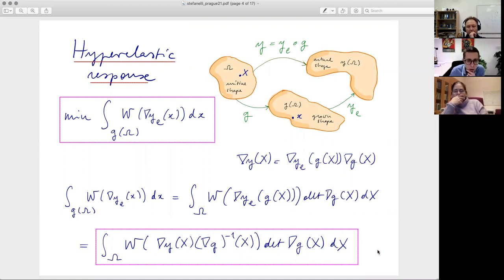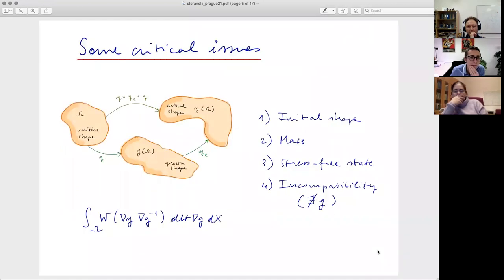Okay, so let me go one step further. So let me list some critical issues with this approach. So again, the energy that I want to minimize is here at the bottom. So it's the integral over the initial shape of this product of gradients times the determinant. And with this way of looking at the problem, we get some troubles. And I've listed some here.